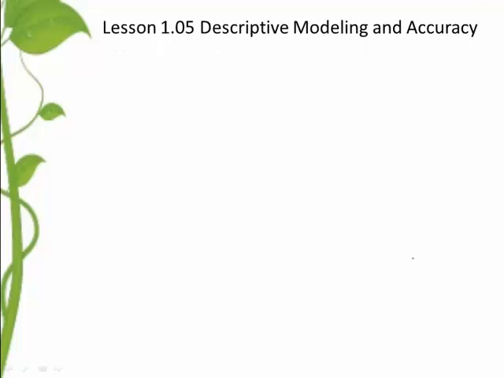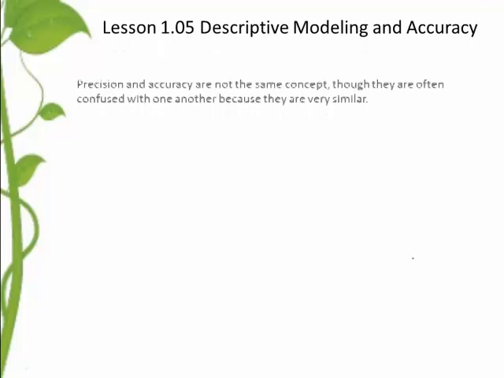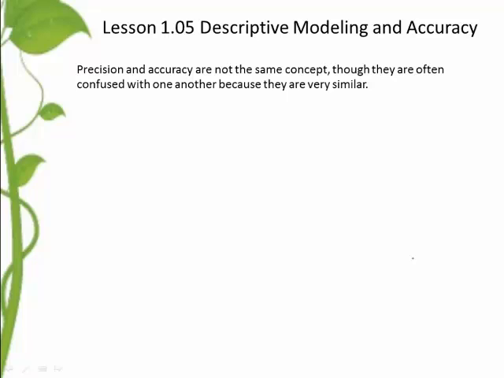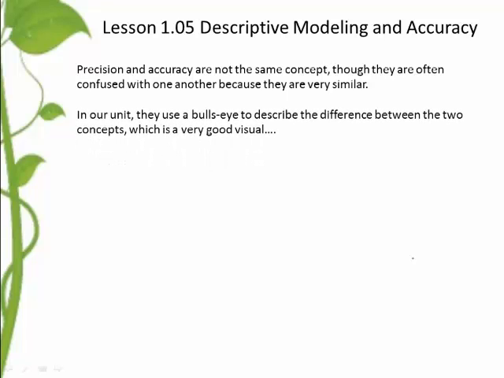Lesson 1.5, Descriptive Modeling and Accuracy. Precision and accuracy are not the same concept, but they are often confused with one another because they are very similar. So let's look at the difference between the two. In our unit, they used a bullseye to describe the difference, which is really a good visual, so we're going to use that.